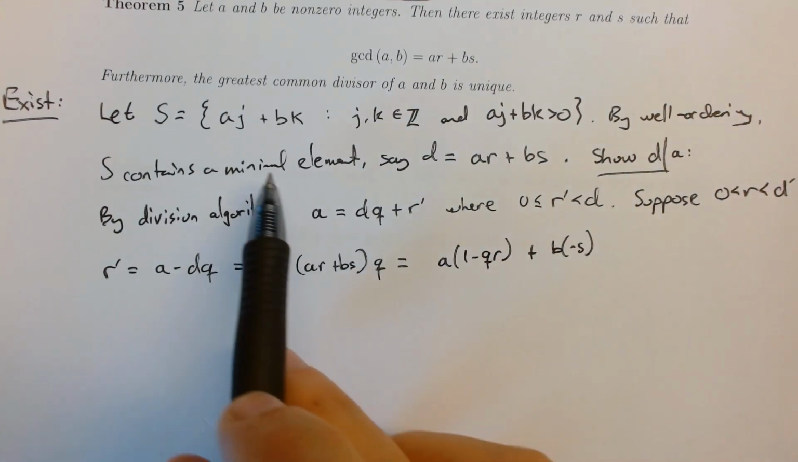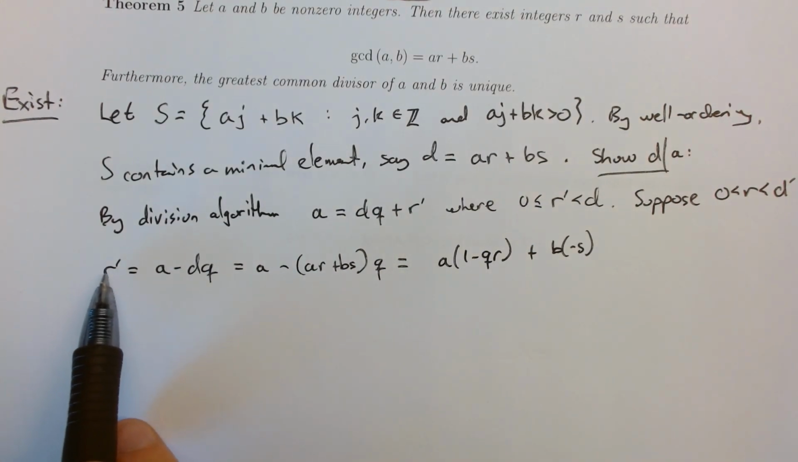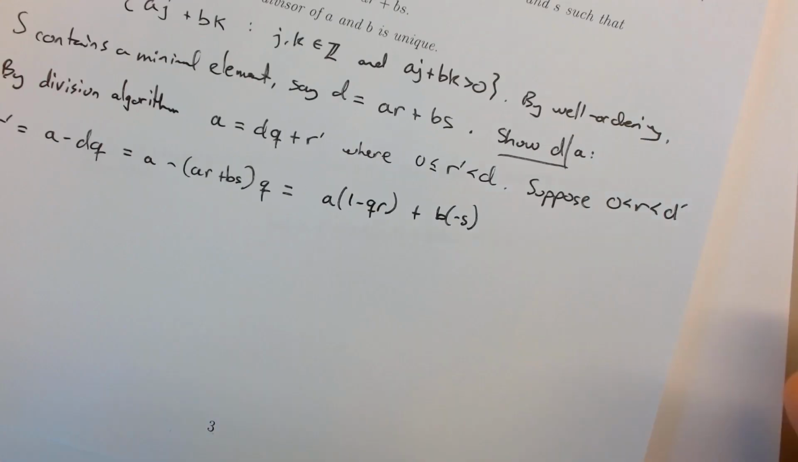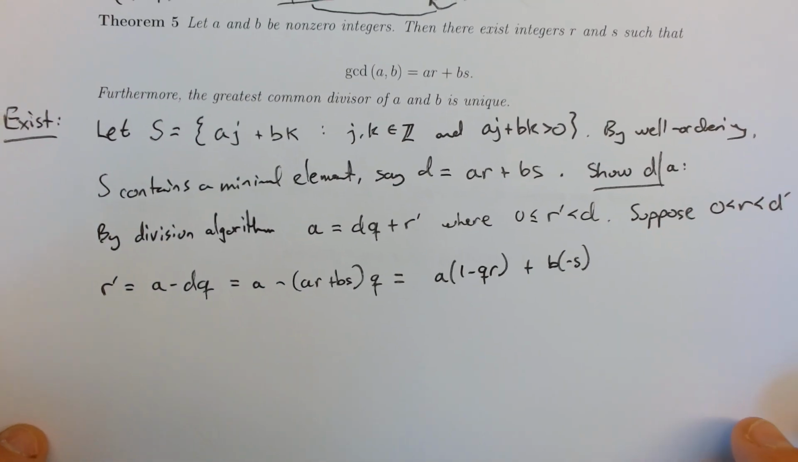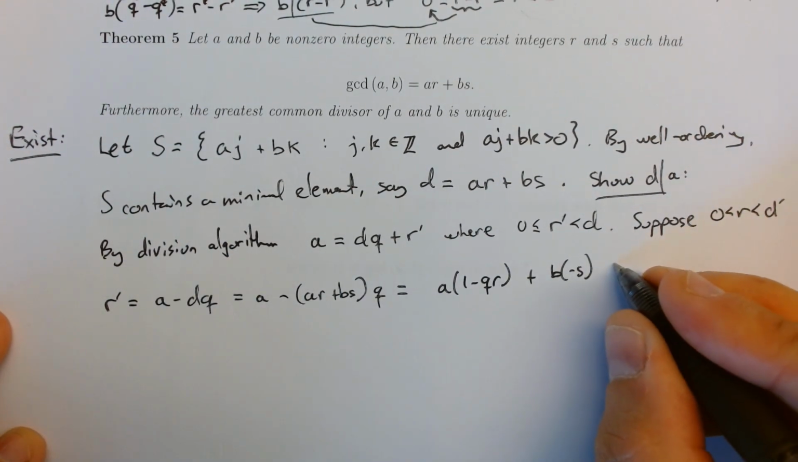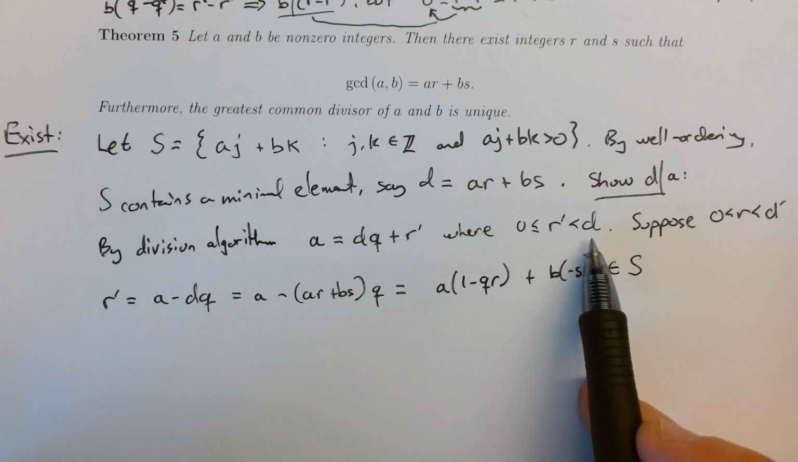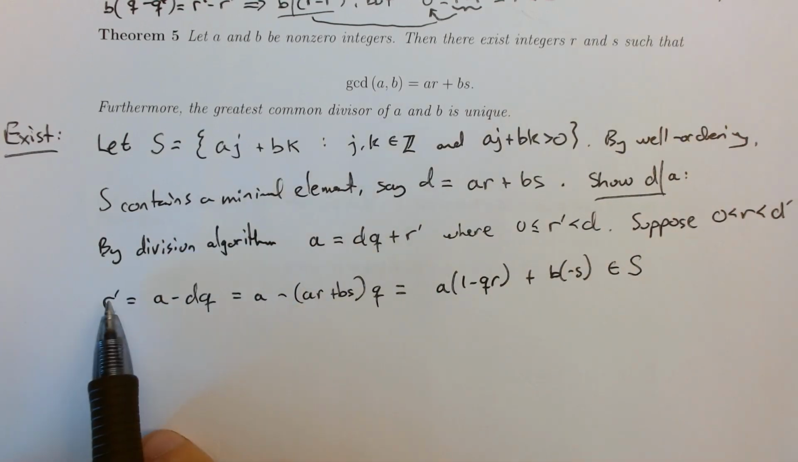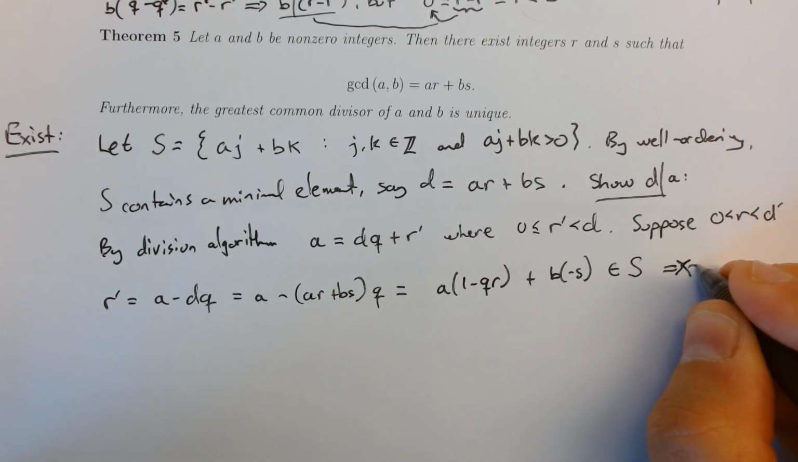So writing it in this way, we see that it belongs to S, because it is R prime here, so it's a positive number, and it's a linear combination of A and B. So this belongs to S. But this is a contradiction, because D was supposed to be the smallest element in S, and now we have something in S that's smaller than D. So this is a contradiction.